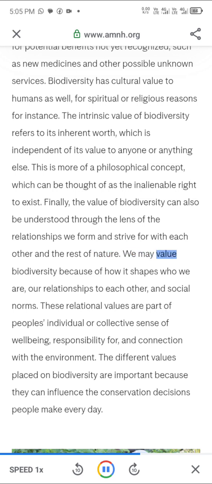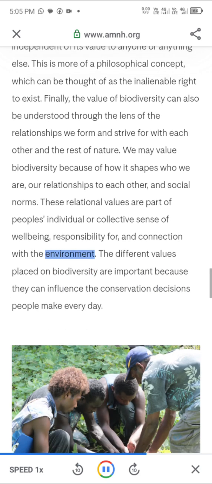We may value biodiversity because of how it shapes who we are, our relationships to each other, and social norms. These relational values are part of people's individual or collective sense of well-being, responsibility for, and connection with the environment. The different values placed on biodiversity are important because they can influence the conservation decisions people make every day.